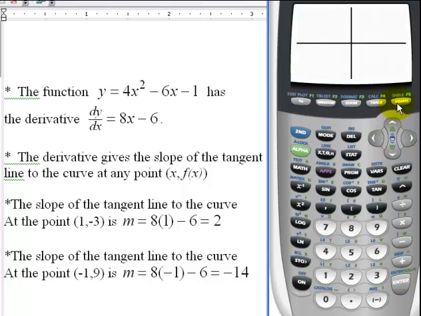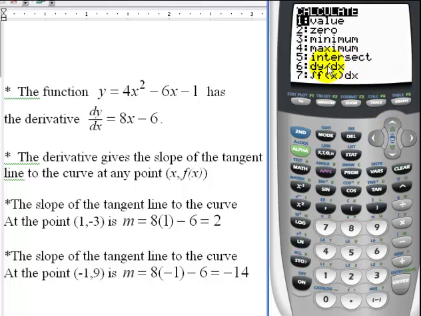And I think I'm in a standard zoom here. Yeah, looks like I'm in a standard zoom. So one way to verify the slope of the tangent at x equals 1 is the following. Above the trace key is the calc menu. I'm going to do second trace. And number 6, you'll see right here, is dy/dx.